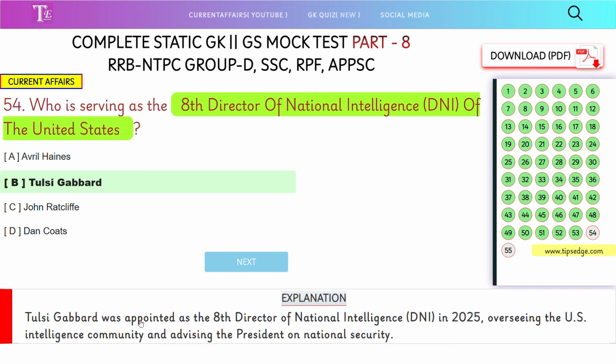Tulsi Gabbard was appointed as the 8th Director of National Intelligence (DNI) in 2025, overseeing the US intelligence community and advising the President on national security.